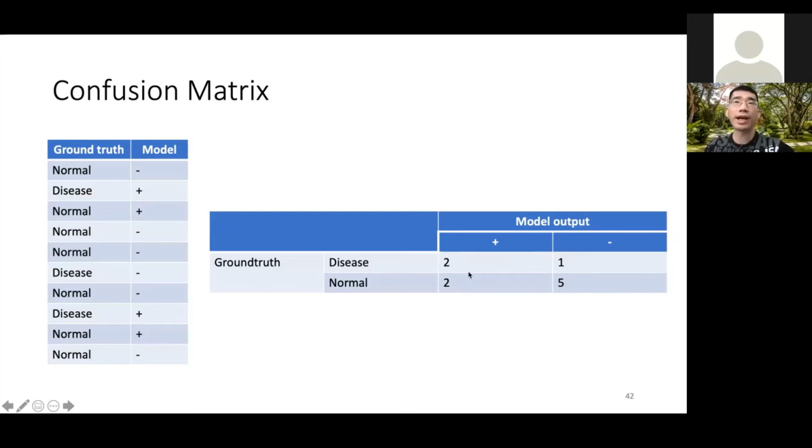So for example, in this cell, we will have the counts where we have a ground truth of disease and at the same time, the model output of positive, okay? And we have this and this in this example. So that is two examples, right? And the sum of these four cells should be the total number of examples, which in this case is 10, okay?